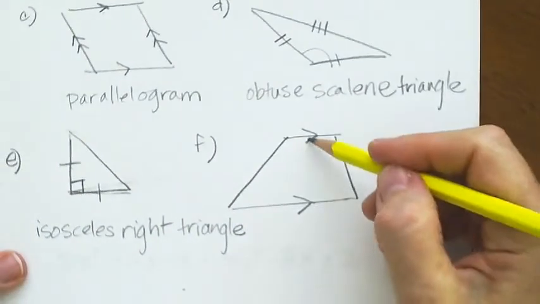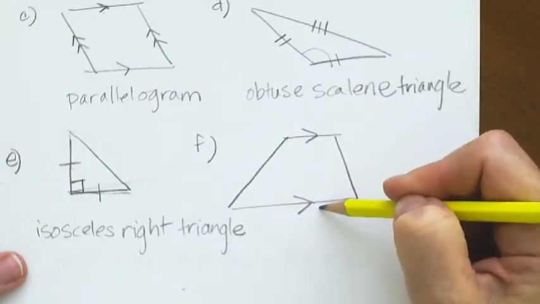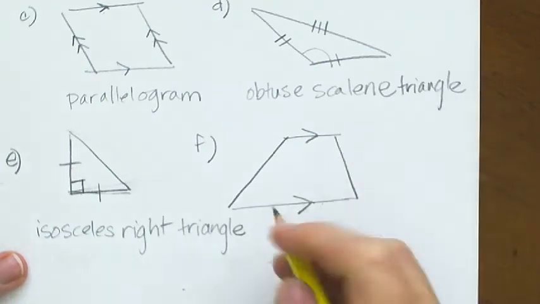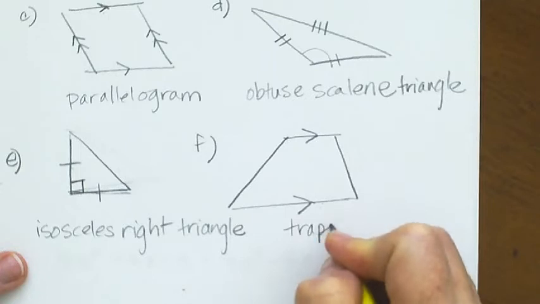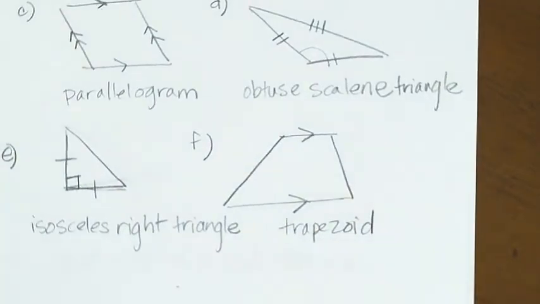F, we have 2 sides that are parallel. Remember, the arrows are for parallel. Those 2 sides are not equal. Parallel is not the same as equal. So this is a trapezoid. How did you do? Did you remember all of them?